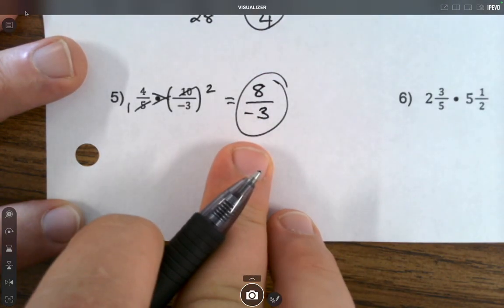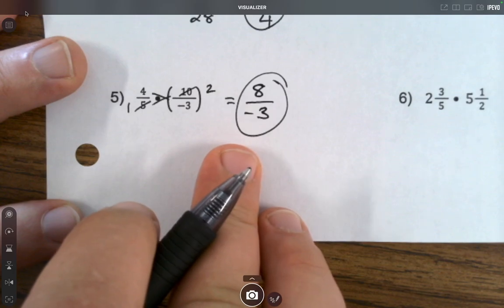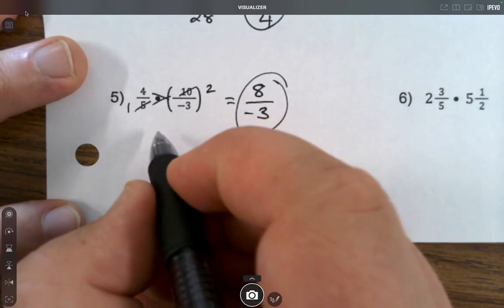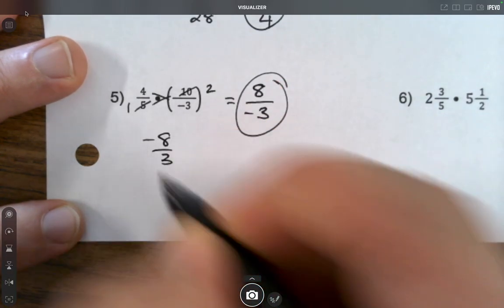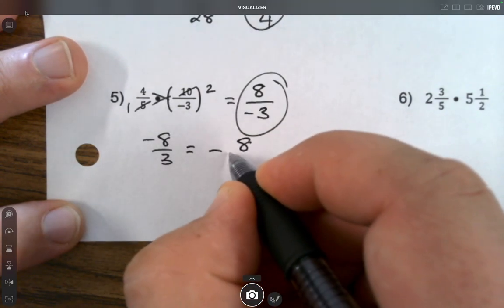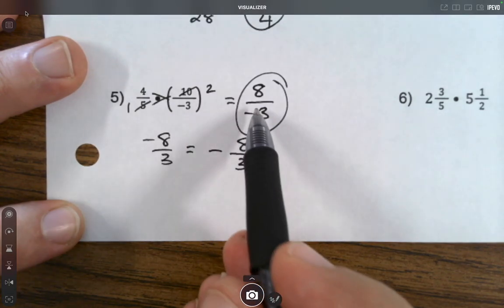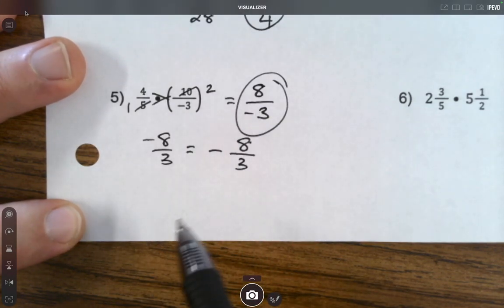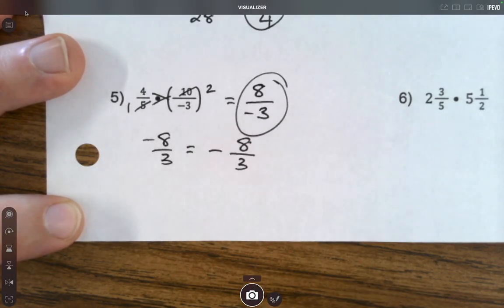And just a reminder, with fractions, it doesn't matter where you put the negative. So this answer is correct, that answer is correct, or it could be written this way where it's just kind of out in front between all of them. So all three of these are identical to each other. It does not matter where you write the negative sign.